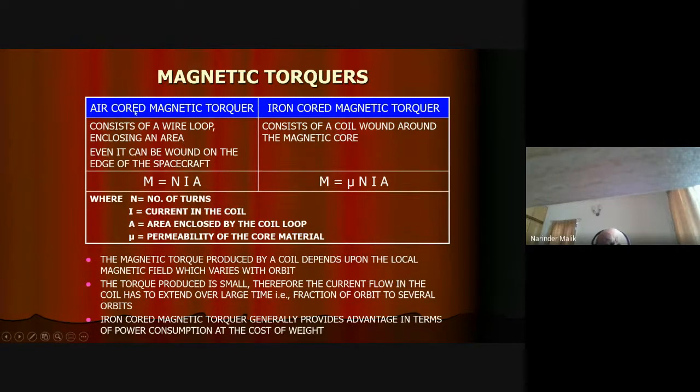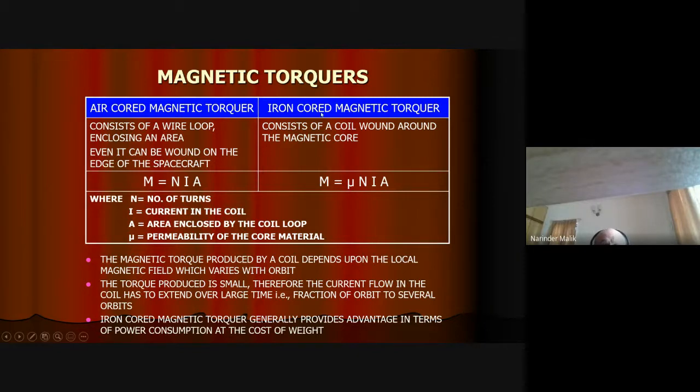Magnetic torquer, air-cored torquer consists of, basically, a wire loop over the edge of the spacecraft body. Okay, and pass a current, it will generate a dipole moment M, which is proportional to the number of turns of the coil, the current in the coil, and A, the area enclosed by the coil.